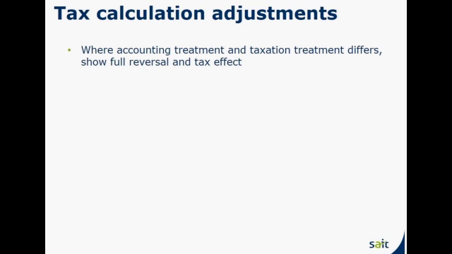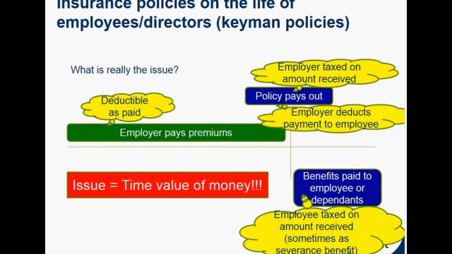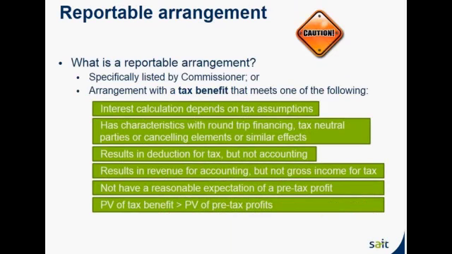Now, in a lot of cases, the two main ones would be hybrid instruments, with a period of 10 years as opposed to the 3 years in the legislation, and any of the following arrangements where there could be a tax benefit for doing this on the ITR14 form. So any arrangement where the interest calculation depends on the tax assumptions. So basically, how much interest you're paying is going to depend on how much tax you pay, and what profit you have left after you've.